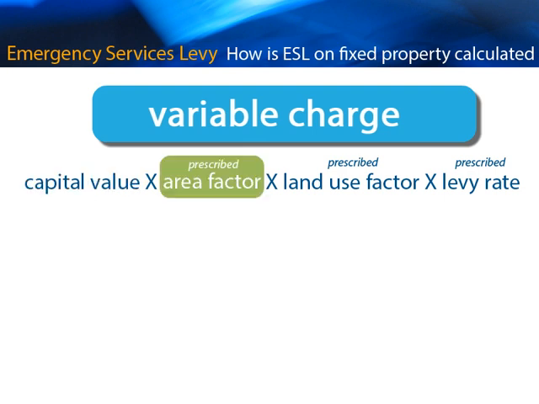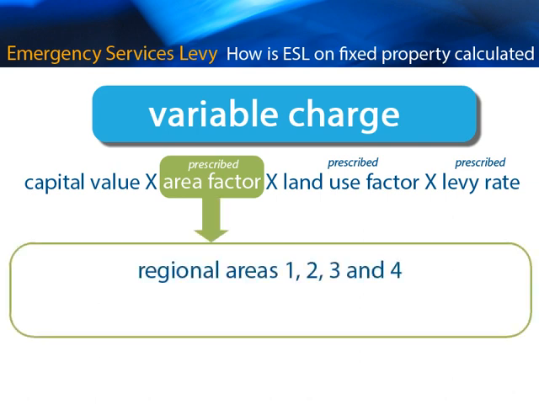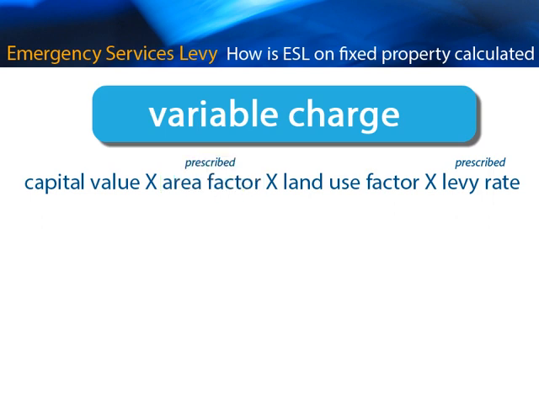The area factor for Emergency Services Levy purposes has been divided into 4 areas, referred to as Regional Area 1, 2, 3 and 4. Each area has a different factor applied to it, which reflects the varying levels of emergency service provisions in that area.